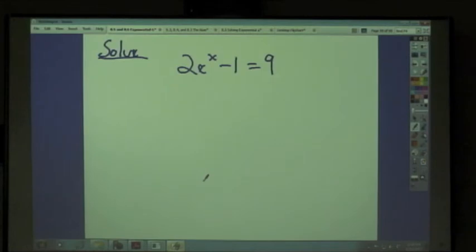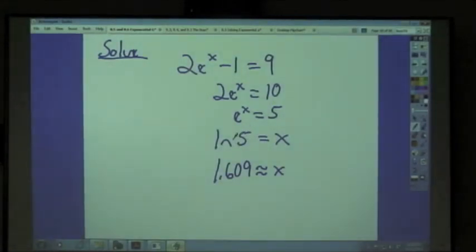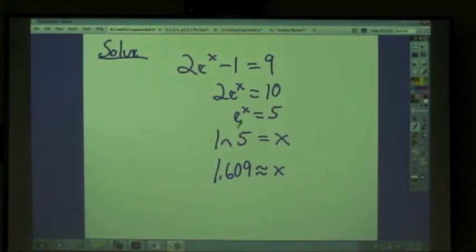All right, here's your next question. Solve this equation. Pause it. All right, here's your solution. Add the 1 over, divide by 2. Then you change it into that format. Remember we talked about this base raised to this power equals this number. Guys, the base e is the natural logarithm. Base e to the x power equals 5. So all you've got to do is take out your calculator and do the natural log of 5, which is 1.609. So you're changing from exponential to logarithmic form. It's the opposite when you're solving a logarithmic equation. You go from logarithmic form to exponential form.